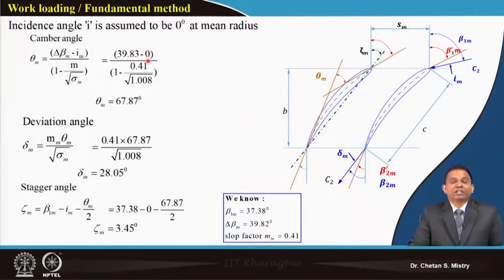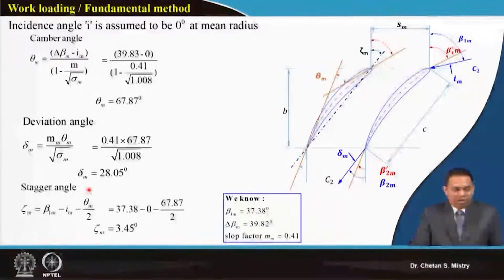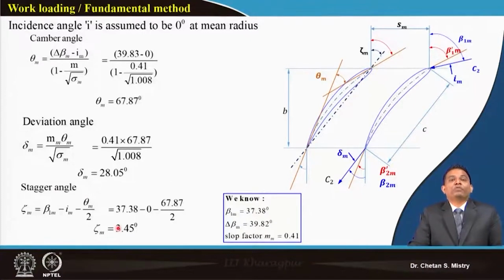So, here we are taking this to be 0, and my camber angle is coming 67.87. Based on this camber angle, we can calculate my deviation angle. This deviation angle is nothing but m theta by root sigma. If we do that calculation, my deviation angle is coming 28.05 degree. Once these two parameters are known to us, we can calculate our stagger angle, and that stagger angle is coming 3.45. So, this is what we are calculating at the mid station.